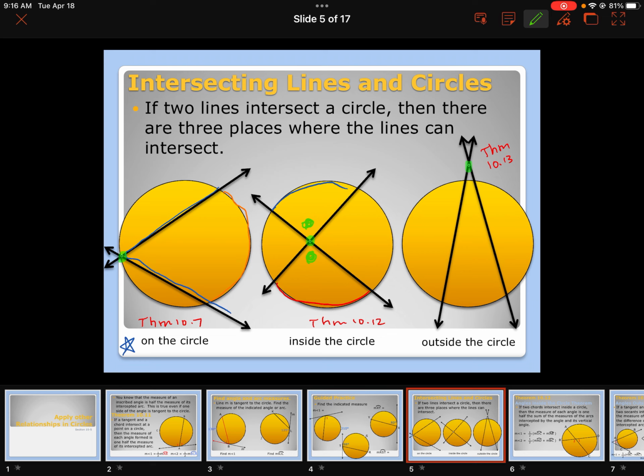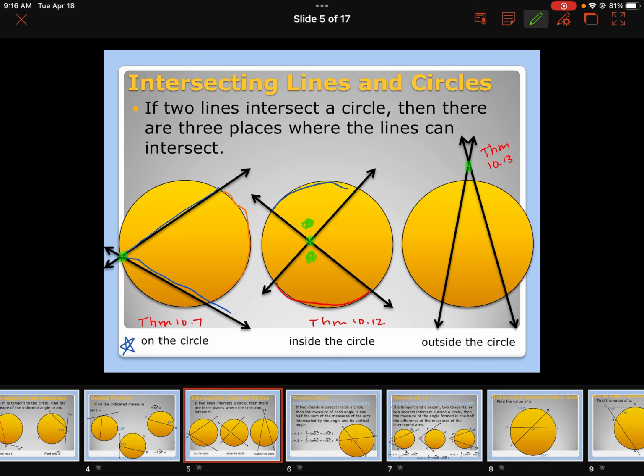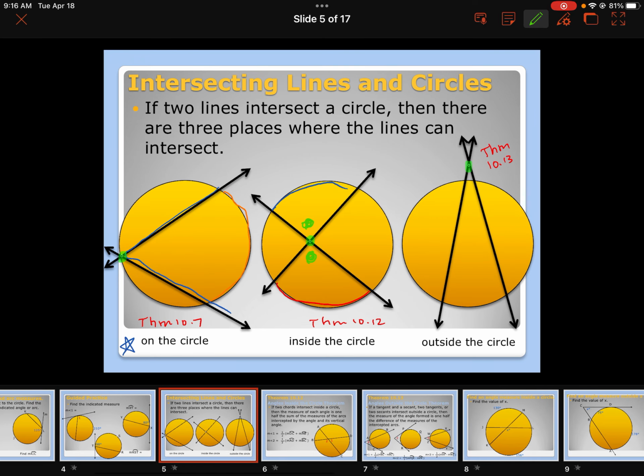Well, what if you have your two lines and they intersect outside the circle? How would you find arc measures or angle measures then? Well, that's what theorem 10.13 is for. So we're going to look at theorem 10.13 in this video.